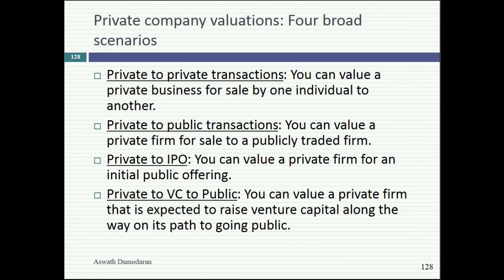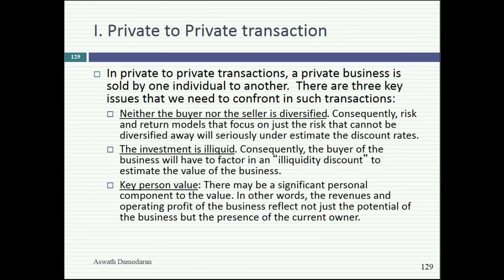So I'm going to start with that, private to private transactions. Second, I'm going to talk about private businesses selling off to public companies. So you're a candy company, you're selling yourself to Hershey's. Valuation is going to change, private to public. The third is private to IPO, where a private company goes public, like Snap. And finally, I want to talk about private companies that approach venture capitalists for money and how that valuation can be different from the first 3. So let's start with private to private transactions and look at what makes them so messy.